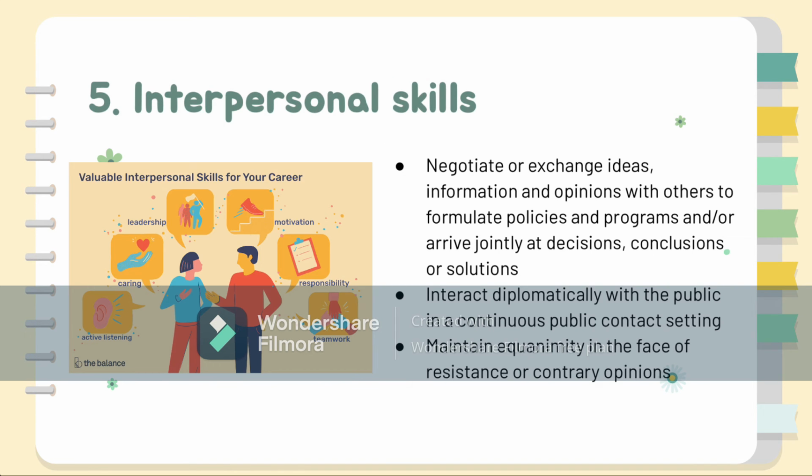So the fifth skill is the interpersonal skills. So one has to negotiate or exchange ideas, information, and opinions with others to formulate policies and programs and or to arrive jointly at decisions, conclusions, or solutions. Also to interact diplomatically with the public in a continuous public contact setting, and lastly, to maintain equanimity in the face of resistance or contrary opinions.